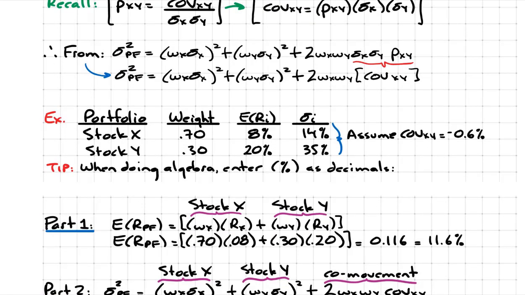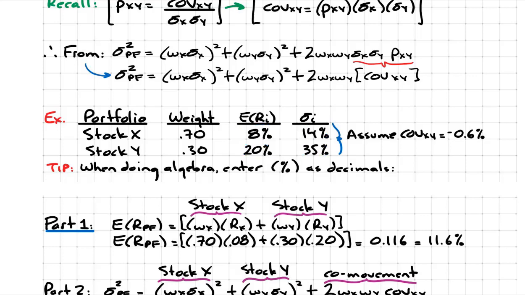So for this particular portfolio, once again, we have stock X and Y. Now the portfolio has 70% invested in X, what that means is if you have a total of $100 in this portfolio, $70 is invested in X and $30 is invested in Y. And the expected return for X is 8, whereas the return for Y is 20, and the standard deviation is 14 and 35 for both stocks respectively.